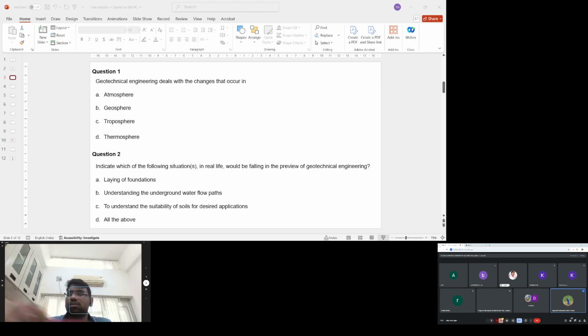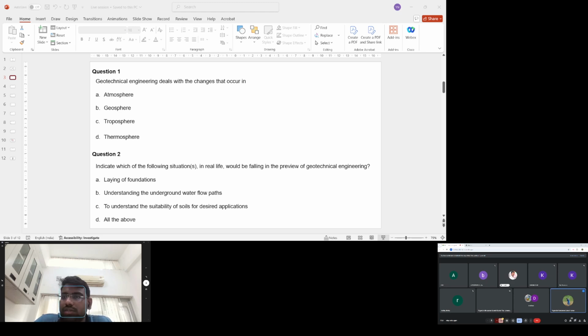So, question number one is: geotechnical engineering deals with the changes that occur in option A, atmosphere, option B, geosphere, option C, troposphere, and option D, thermosphere. Any answers? B, sir. Geosphere. So what does geosphere consist of? It's related with the earth completely. Earth and rock.